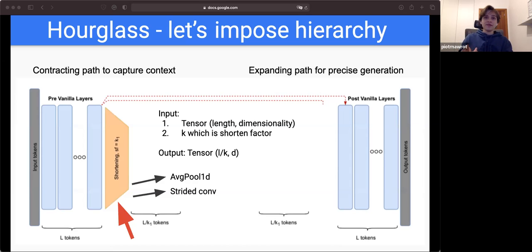Then, after pre-processing the input with a few vanilla layers, we shorten the input for the first time. To do so, we use a shortening layer. A shortening layer is in fact any function that takes two arguments, a sequence of tokens, that is a tensor of shape length by dimensionality, and K, which is a hyperparameter we call the shorten factor. It indicates how much we want to shorten the sequence. The output of a shortening layer is just a tensor that has K times smaller length. Examples of such shortening layers that are implemented in popular frameworks and satisfy these criteria are average pooling or strided convolution, for example.